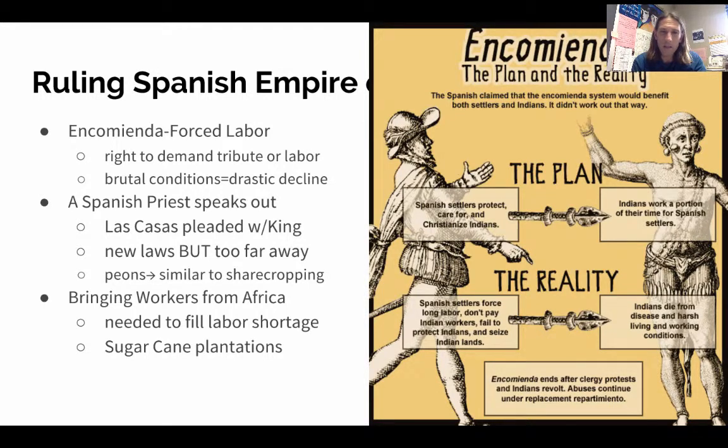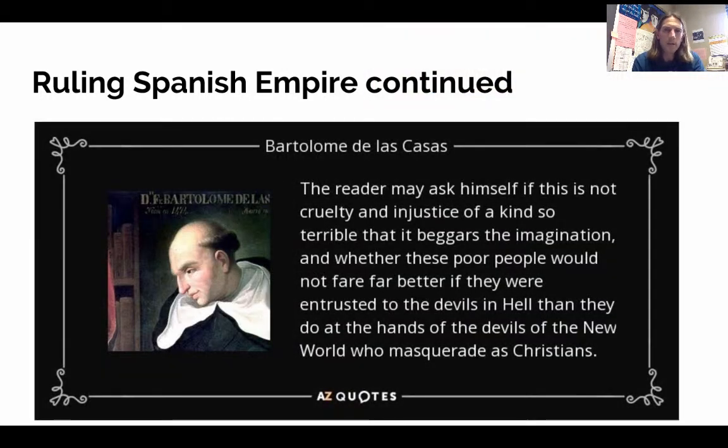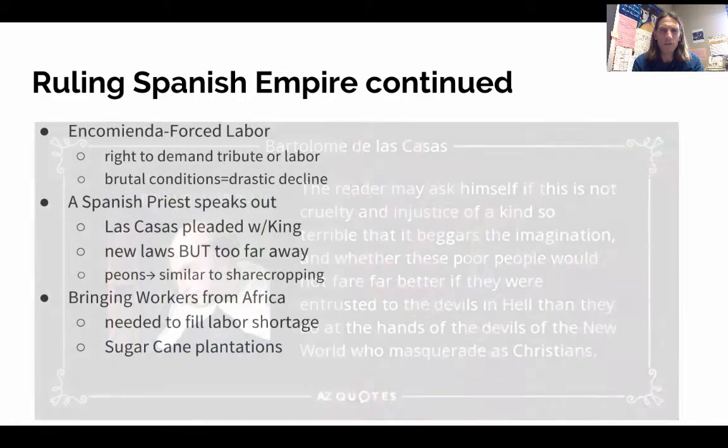The reality of it is that the Spanish used this to force them to work in brutal conditions. And so Native Americans die in large numbers from a combination of disease and just the brutality of it all. And so a Spanish priest eventually speaks out. This Bartolomé de las Casas pleads with the Spanish king, talking about just how horrible and terrible the conditions are.